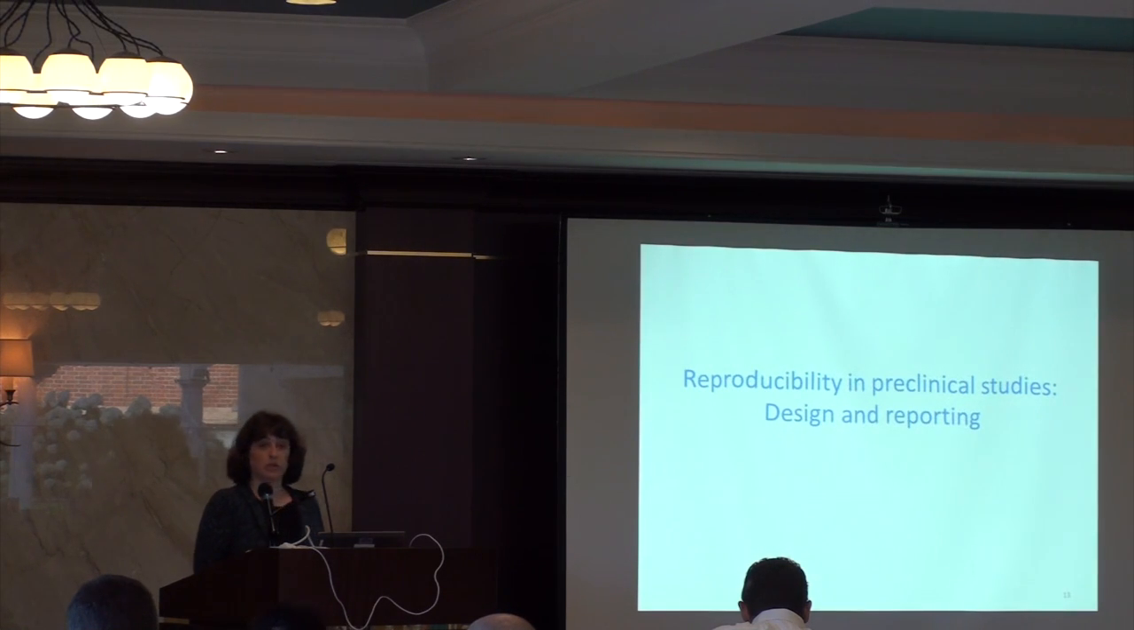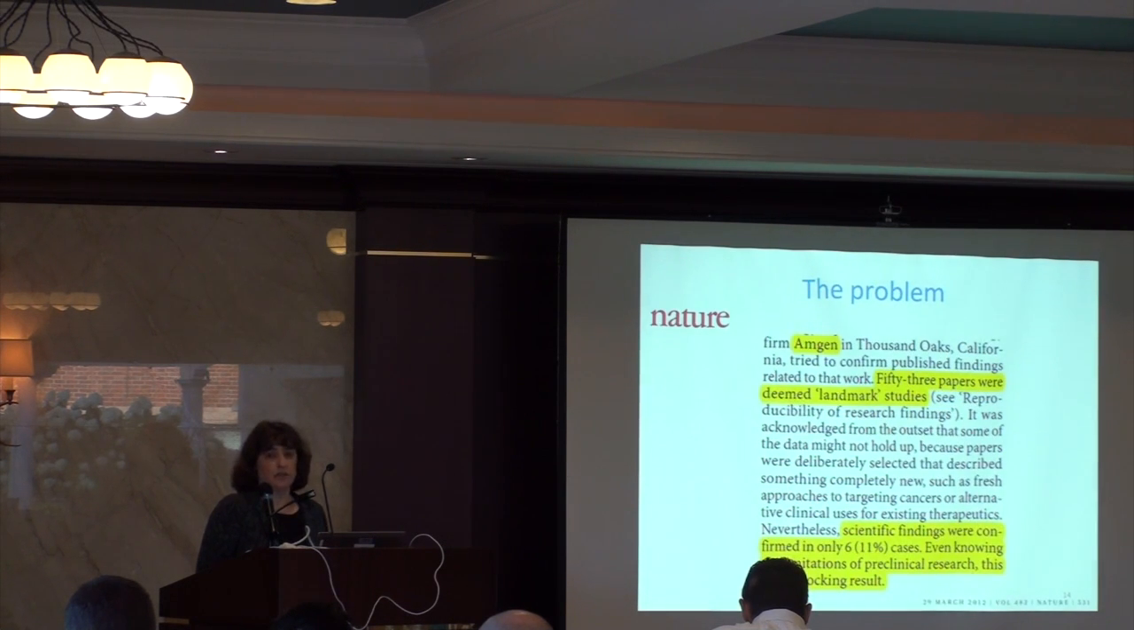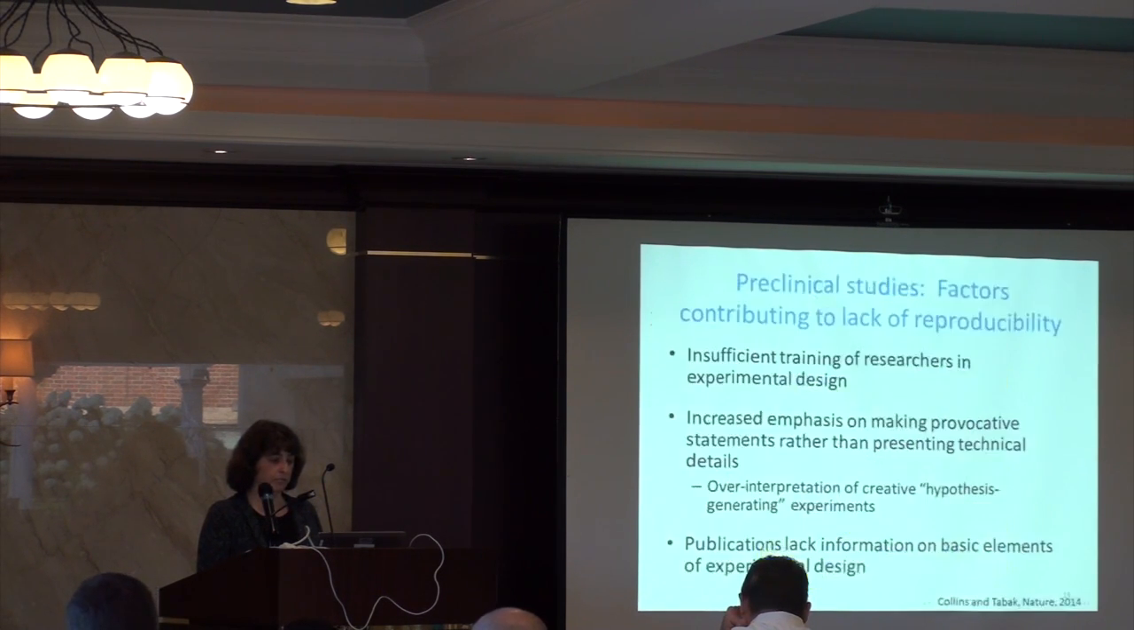So now I want to talk a little bit about some of the issues and some of the data about reproducibility in preclinical studies. And again, we focus a lot on the design of the preclinical study and also how the data are reported. I found this to be a very interesting publication in Nature from 2012, where Amgen, which is a big biotech company, tried to reproduce data. They looked at 53 papers, which were deemed landmark studies, and when they tried to replicate them, they found that they were only able to reproduce 11% of the studies. They view this as a shocking result, and I think that really should make people take a step back and think about what the data are that they're basing their clinical studies on.